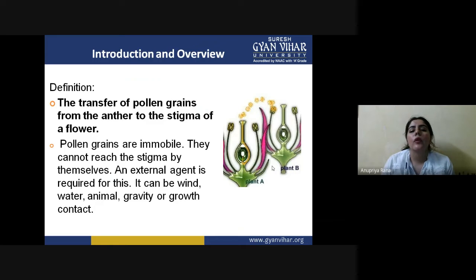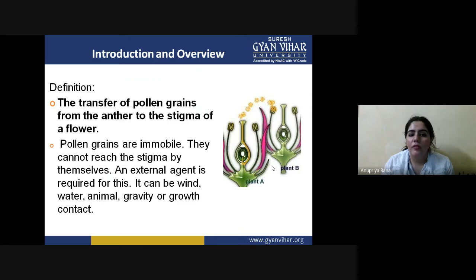If we go through the introduction and overview of pollination, as the name suggests, there is a transfer of pollen grains from the male part, that is the anther, to the female part, that is the stigma. So basically, the transfer of pollen grain from the anther to the stigma takes place under the process of pollination. Pollen grains are immobile, which means they cannot move on their own. So there are several factors which have to be used for their mobility, for transferring the pollen grain from the anther to the stigma.